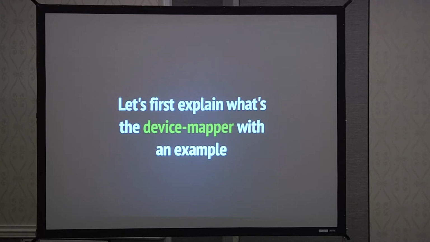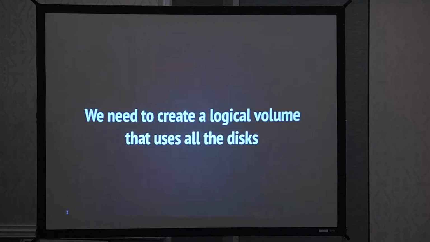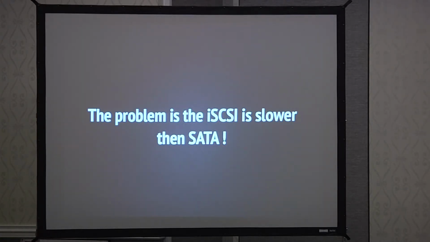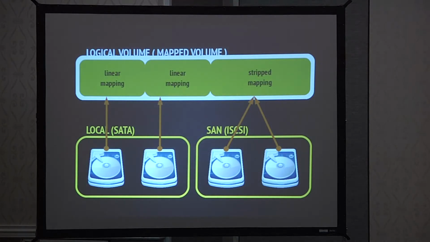The device mapper is a Linux kernel feature that gives us the possibility to make a virtual volume by mapping other block devices from other real or virtual disks. Let's suppose that we have 2 SATA disks and 2 iSCSI disks. We have to create a logical volume and use all of them. The problem is iSCSI is slower than SATA. If we want to have the same speed of performance, we can have striping on the 2 iSCSI disks. With device mapper, we can do that.